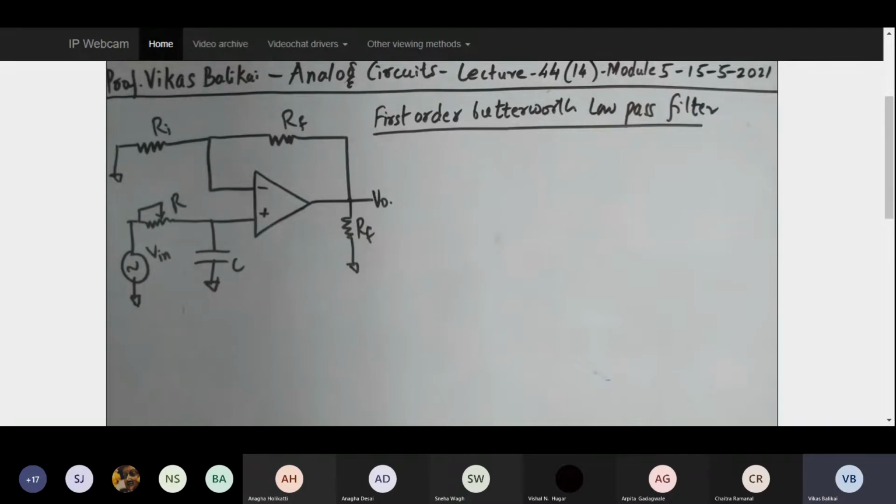Of course, in the last class we talked about multivibrators, the monostable multivibrator, and I still need to cover the astable multivibrator. That portion I'll keep for the end because it is almost similar to the monostable multivibrator. While dealing with the astable multivibrator, I'll be dealing once again with the monostable multivibrator, so that will be a sort of revision for you. That's the reason I'm keeping it at the end.